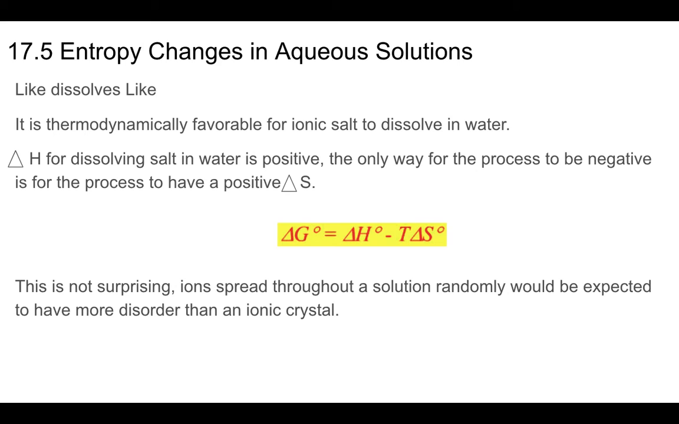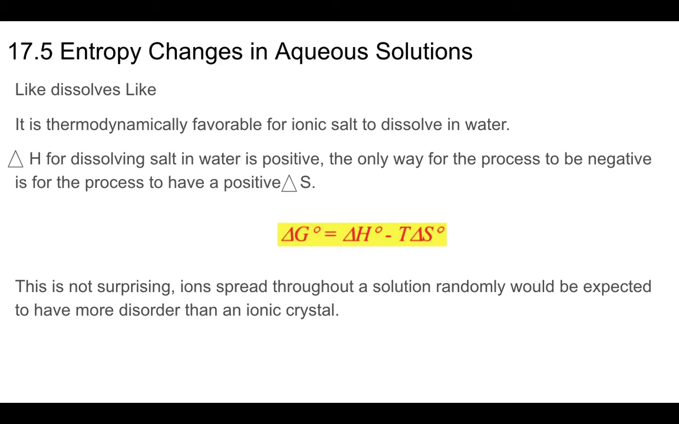And that's because going from an ordered ionic crystal to a disordered solution is actually going to give you a positive delta S. So you can see why salt is able to dissolve and form a solution: the T delta S term is going to outweigh the delta H term, and in fact will outweigh it even more at a higher temperature, which is why salt dissolves better at higher temperatures.